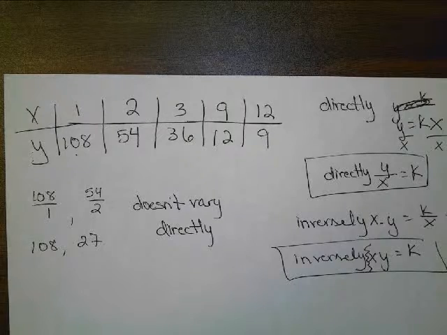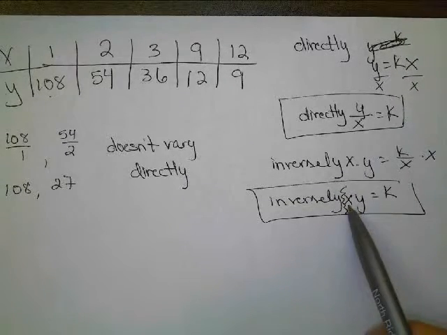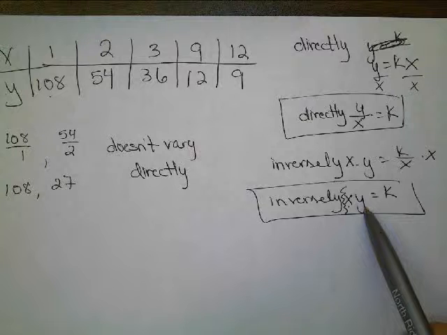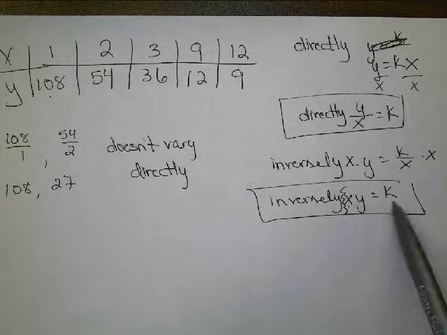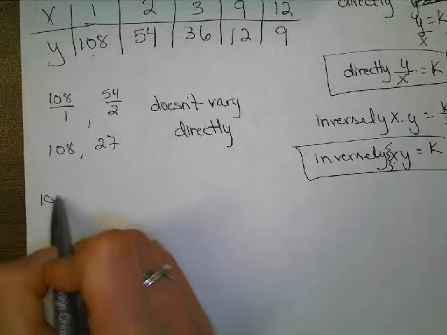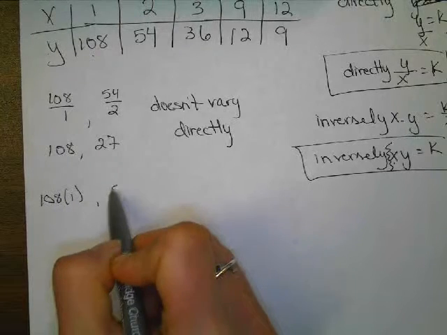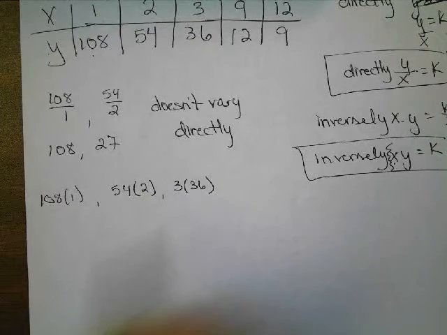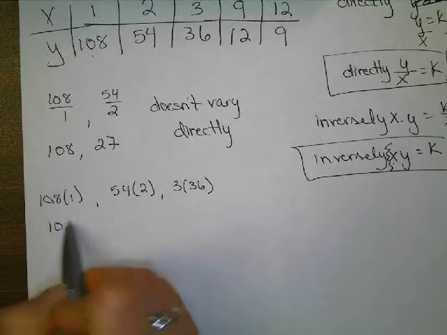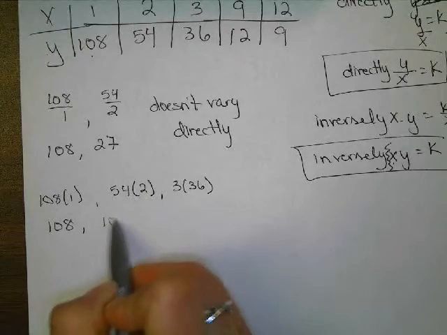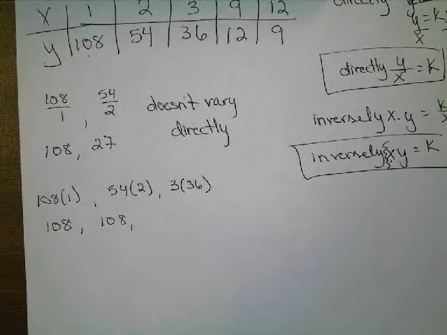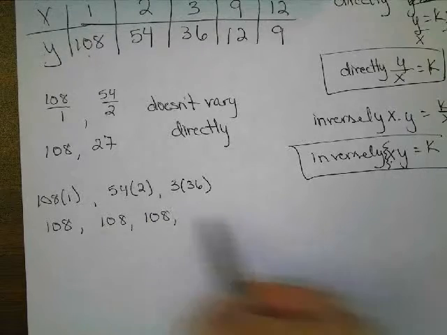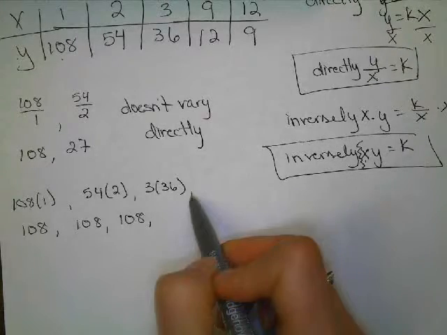So what I need to do next is check if it varies inversely, and I can do that by multiplying x and y. And if I multiply them and get the same constant of proportionality for the whole thing, then it will vary inversely. So if we try that, that means I'll take 108 times 1, 54 times 2, 3 times 36. 108 times 1 is 108, 54 times 2 is 108, 3 times 36 is also 108, so I'm going to keep going to test the rest of the table.